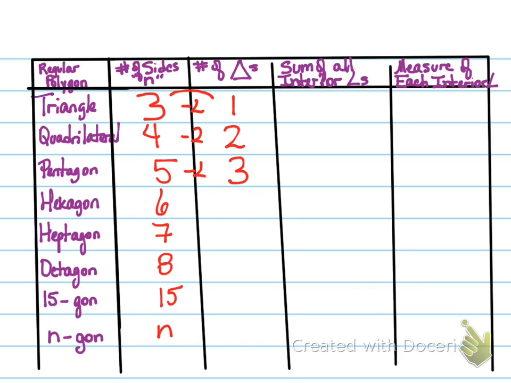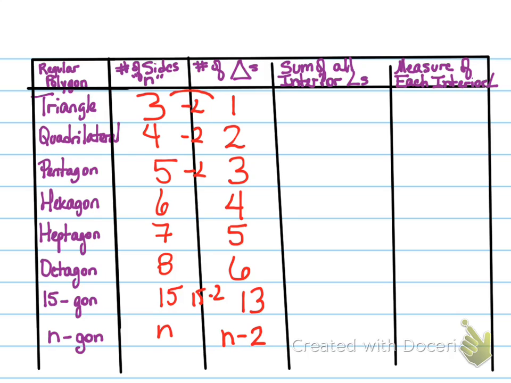So how many triangles are going to show up in a hexagon? You're correct. It would be 4. And a heptagon would be 5 triangles. Octagon, 8 minus 2 gives us 6. 15gon, 15 minus 2 gives us 13 triangles. And for an n, we're just going to say n minus 2 because we don't know how many sides. Okay. The sum of the interior angles in each one of these.